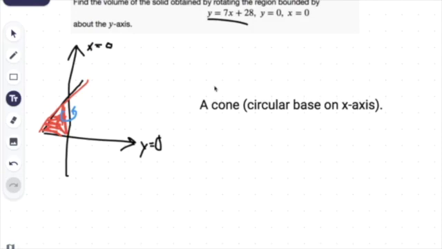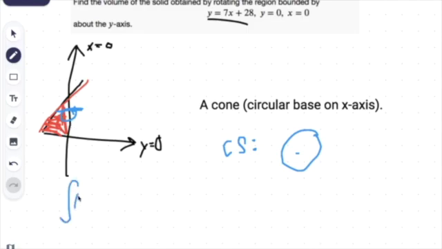We want to think about what cross-sections look like. That's always the question that we have. A cross-section here is going to be a circle. I'm slicing my cross-sections this way, perpendicular to the y-axis, because that's the way I'm rotating. Setting up an integral with respect to y, if I know the area formula in terms of y, I can use this formula that we developed where I'm integrating something.